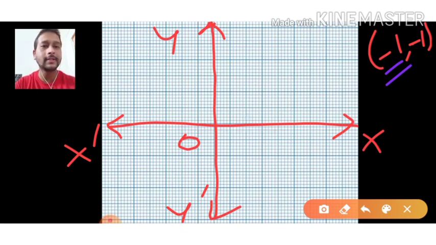This is the origin, this is minus 1. At first we will go to the left hand side. How many units? 1 unit, but as it is minus 1, we go to the left of 0, that means the origin. And then what is the y coordinate? It is minus 1. Minus 1 means what? We have to come downwards.